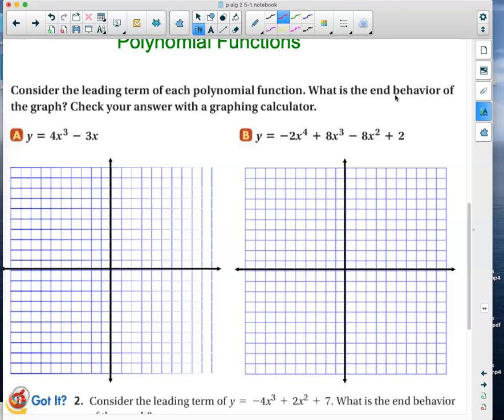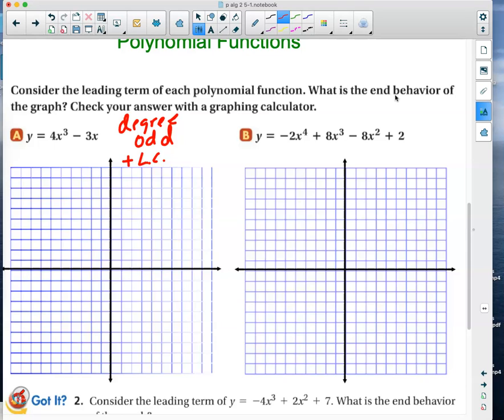Consider the leading term of each polynomial function. What is the end behavior of the graph? And then check your answer with the graphing calculator. All right, so I'm looking at A. And I first want to put it in standard form if it's not already there. But this one is. We've got x to the third, there's no x squared, and then it's x to the first, so it is in descending order. So I think, all right, this is a degree that's odd. Now, is there a positive or a negative number in front of it? And there's a positive 4. So it has a positive leading coefficient.